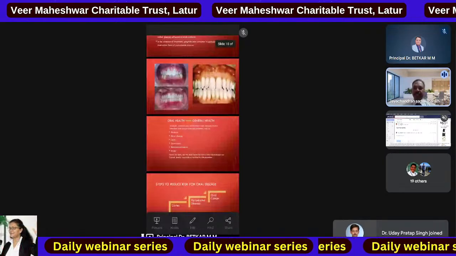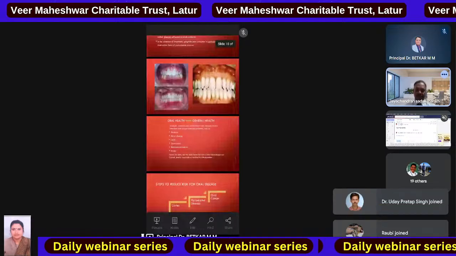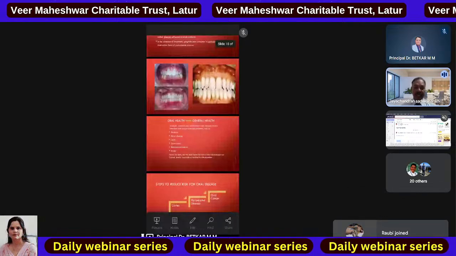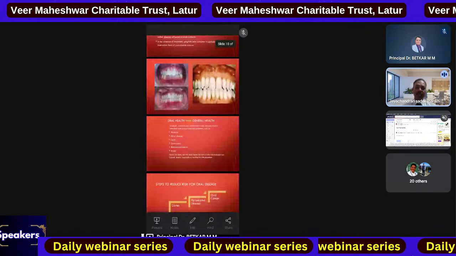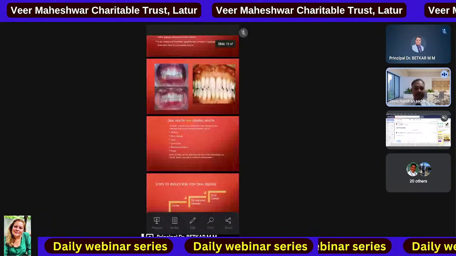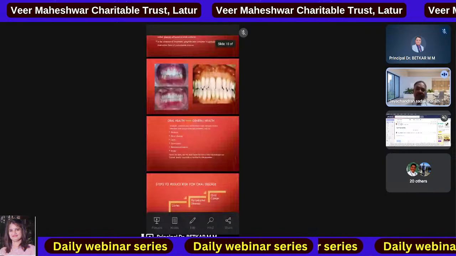Step 3, gently brush your tongue to remove bacteria and freshen the teeth. This also I have told you. Apart from this, the oral cavity is also vulnerable to the use of tobacco. I told you, tobacco is a very big risk factor for most oral cancers, and it may also cause lung cancer. It is a risk factor for the whole system of the body.